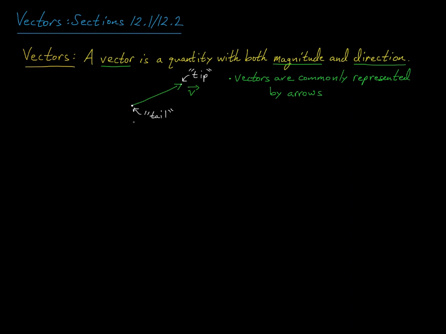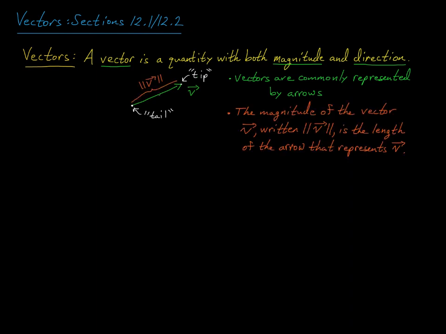Now the point from which the vector originates, that's what we call the tail of the vector, and the point where we terminate, that's the tip of the vector. The length of this arrow is the magnitude of the vector. We use this double bar notation to indicate the magnitude, and as we'll see, this behaves in a very similar fashion to the absolute value. So there's the magnitude.